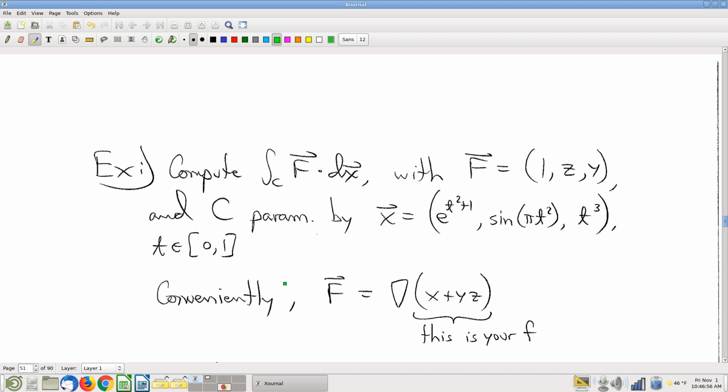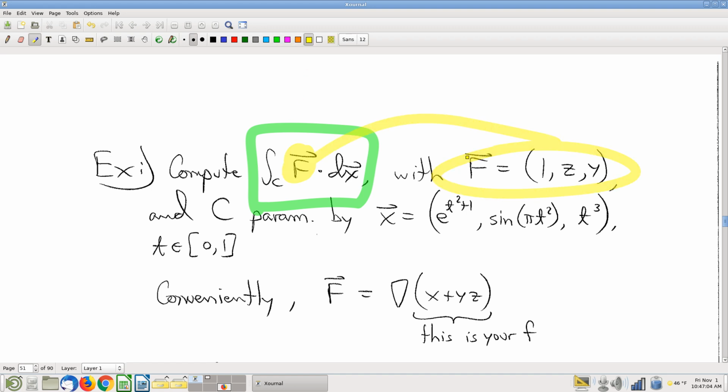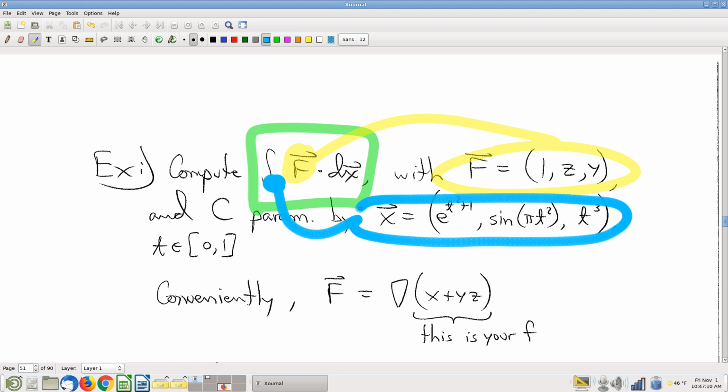Suppose I want to compute this line integral here. Suppose my vector field is given. Suppose my curve is given and in fact pre-parametrized for me. Before today's lecture, what would we do to solve this problem? Well, we take a deep breath, right?